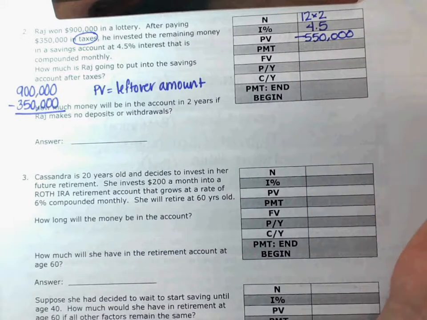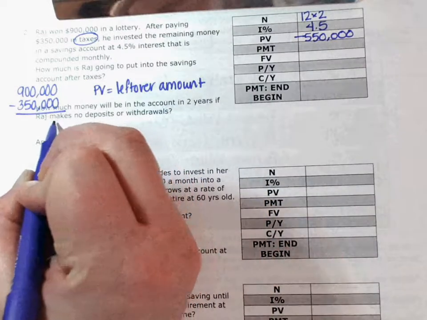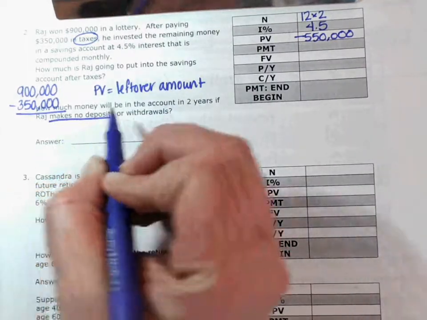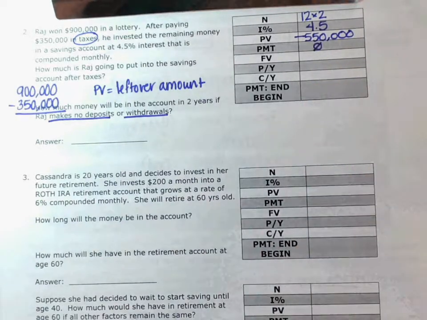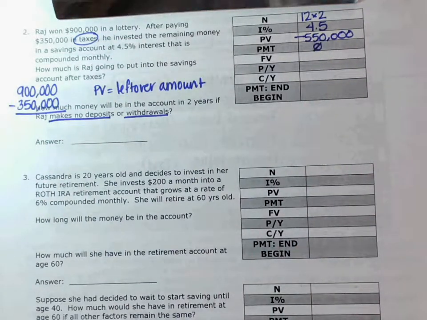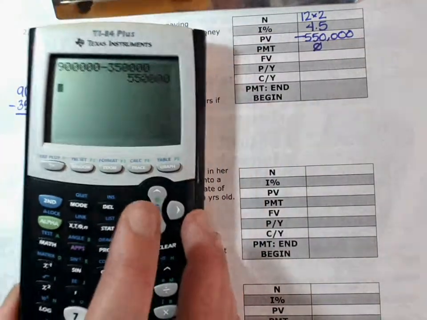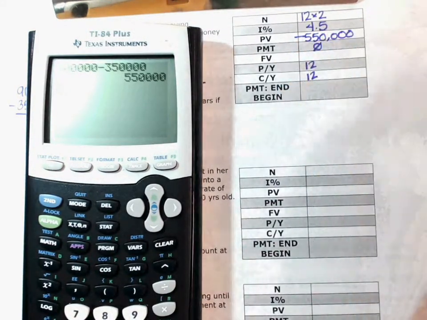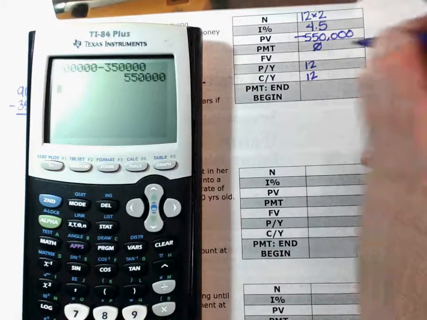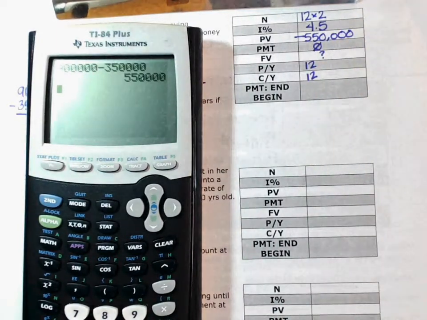Now, the weird thing is that they never told us how much he's putting into it. It says right here, he's going to make no deposits or withdrawals. Then what are his payments? Zero. Because he's not putting any money in each month. He's just kind of letting it sit and accrue interest on its own. Okay? So, TVM solver, what's my CY and PY? 12. Sorry, 12. That's okay. 12 and 12. And then my future value, that's my question mark.